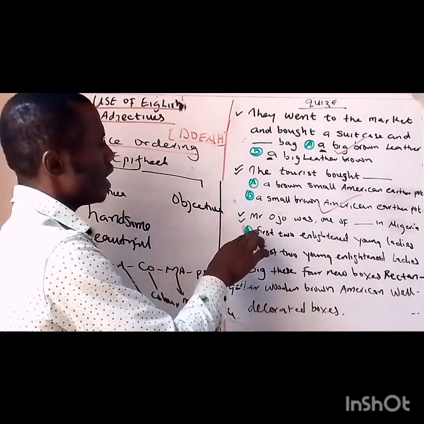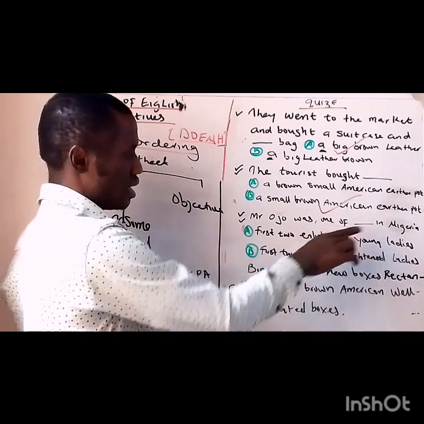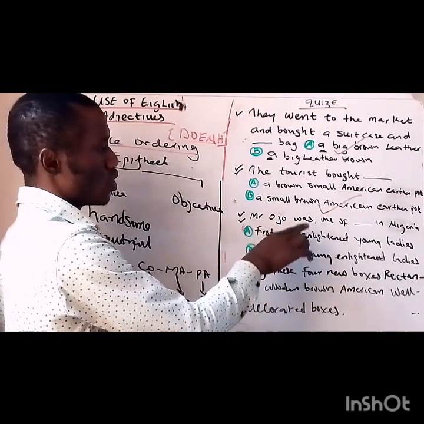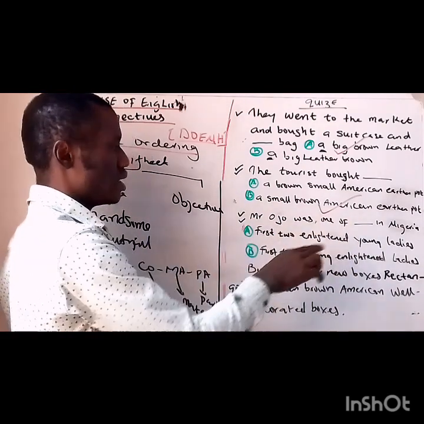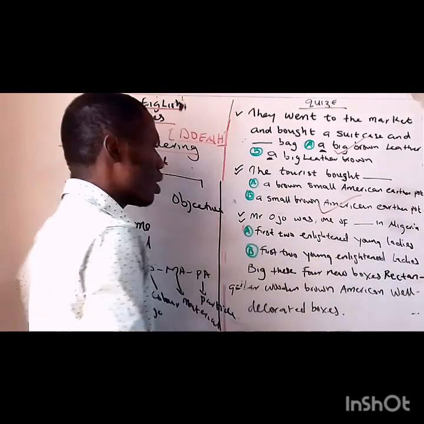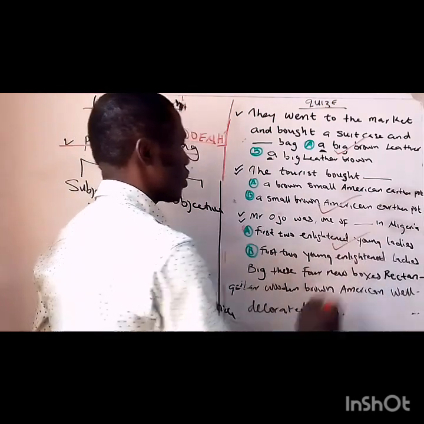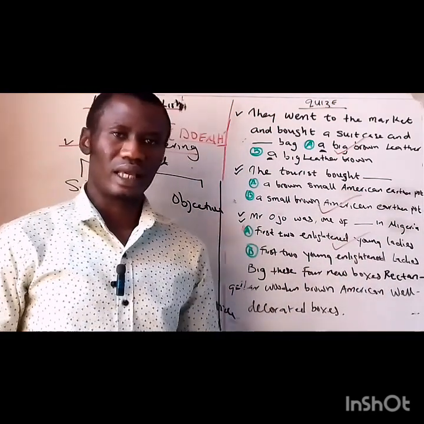All right, so Mr. Ojo was one of dash in Nigeria. First two enlightened young ladies. So this should be option A. Okay? Option A is the answer.